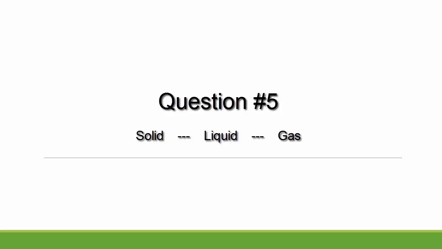Number 5, if a liquid goes through a phase change and all you know is that the molecules slow down and move closer together, what phase did the liquid turn into? It slows down and they get closer. Now, the first one is true in all cases, right? When they slow down. The second stipulation is they move closer together. That's not consistent for every substance we know, right?